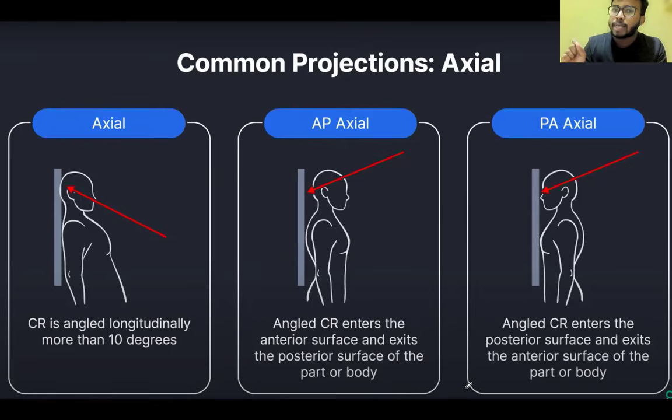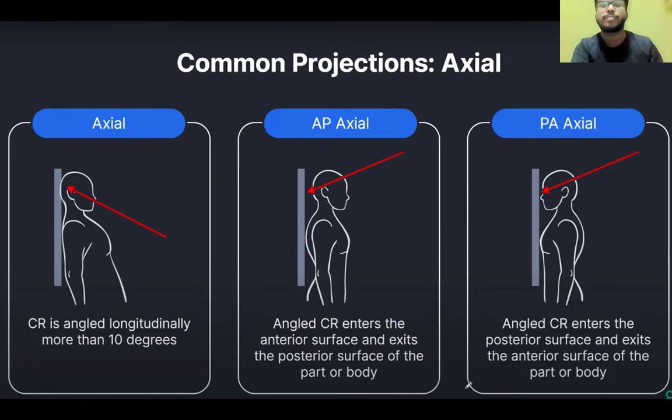So AP axial means if an angulated central ray enters through the anterior surface and exits through the posterior surface, it is called AP axial. Axial, angulated. AP, central ray enters through the anterior surface, exits through the posterior surface. That is AP axial. Clear? Then PA axial is nothing but the central ray entering through the posterior surface, exiting through the anterior surface, and it is an angulated projection. So axial means angulated. PA means the central ray enters through the posterior and exits through the anterior. So PA axial is an angulated central ray entering through the posterior surface and exiting through the anterior surface.